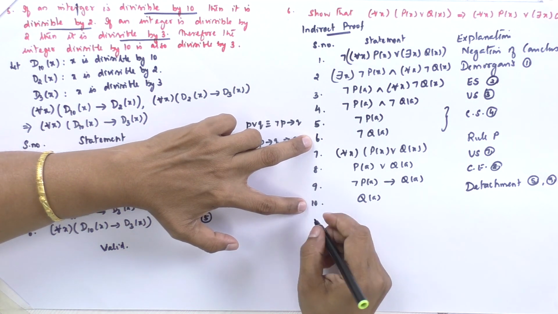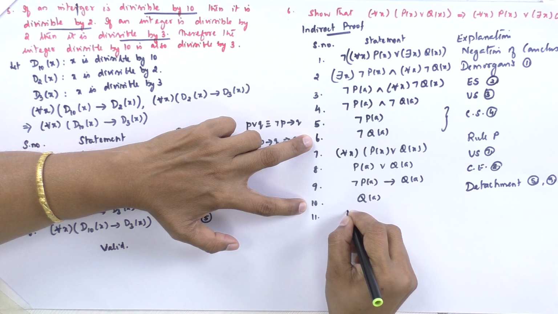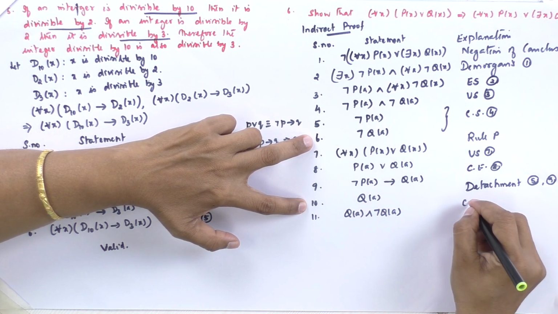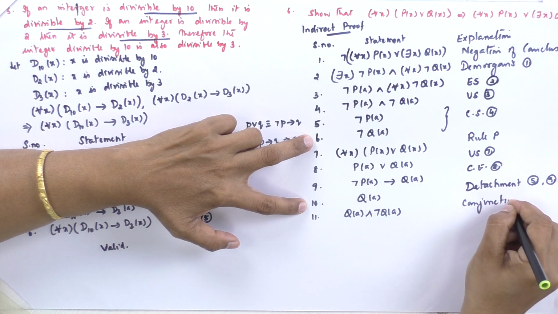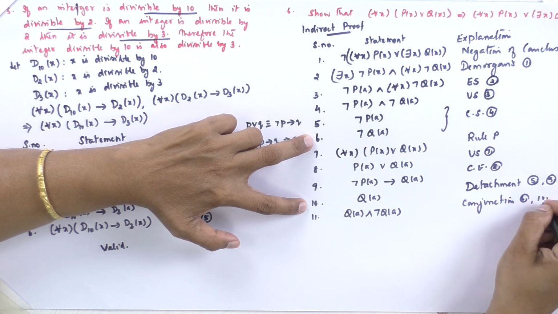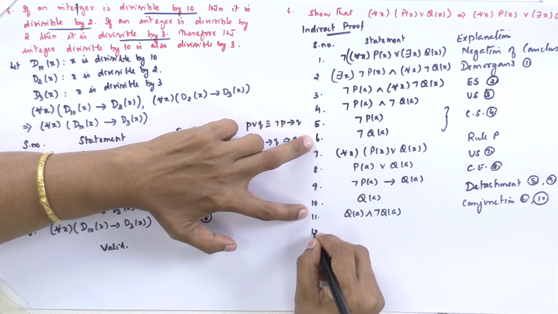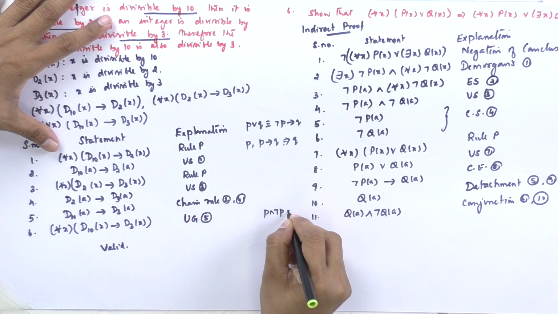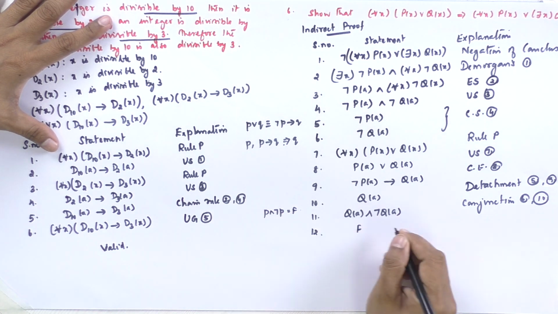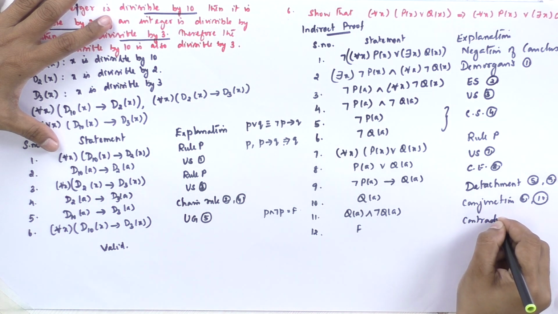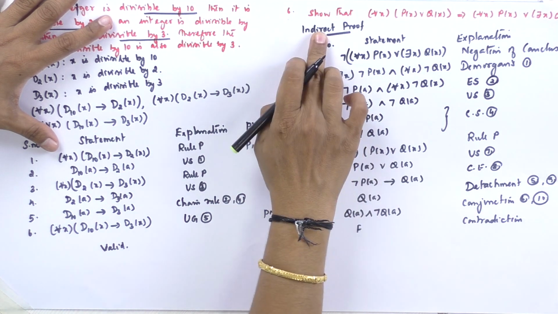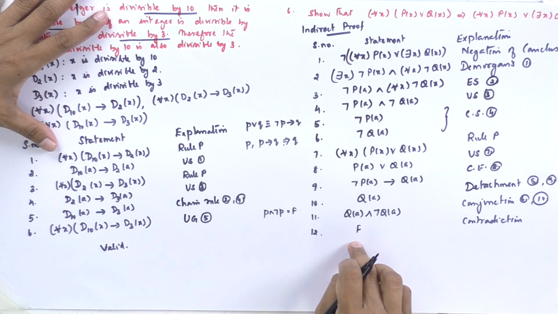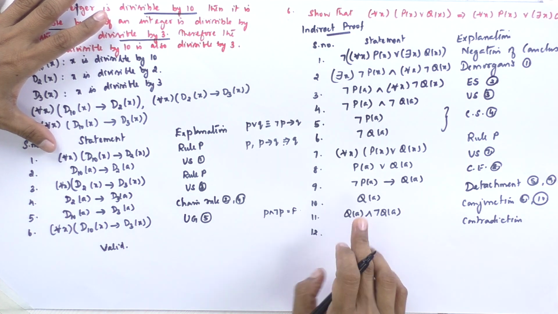Now look at the 6th and 10th steps. We have got not Q of A and Q of A, so we take the conjunction of 6 and 10. This gives us something of the form P and not P, which is equivalent to F, and that is the contradiction. In the indirect proof, finally our result should be a contradiction, which we have been able to arrive at here. Therefore this is proved.